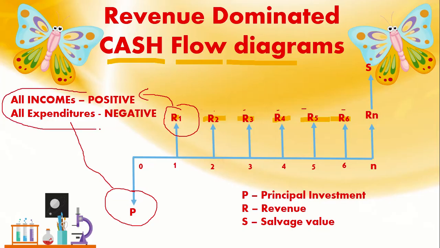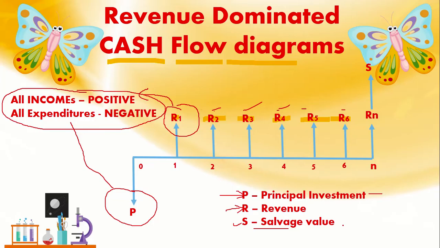From this cash flow diagram, you have some notations. Capital P is the principal amount. R is a revenue. R1, R2, R3 are revenues. S is a salvage value. Now, let us consider a company. A company is going to invest something in a machine. The first investment, its principal investment, is given as P.